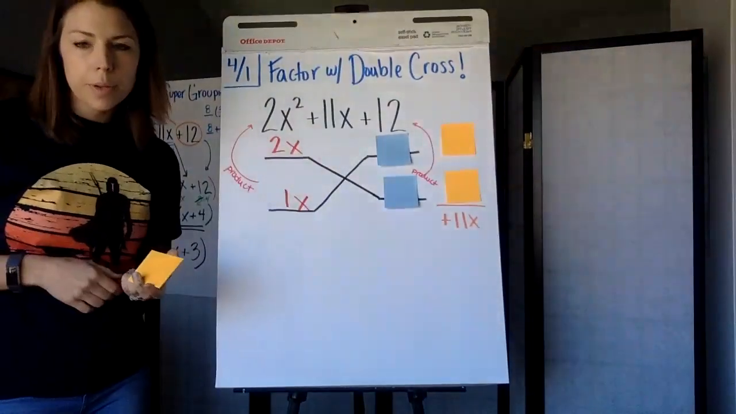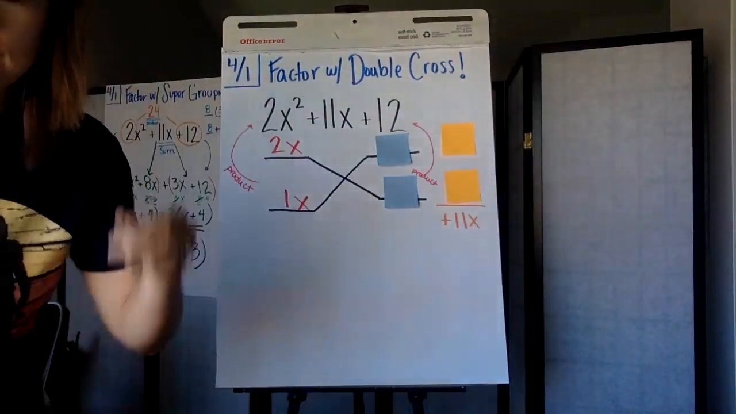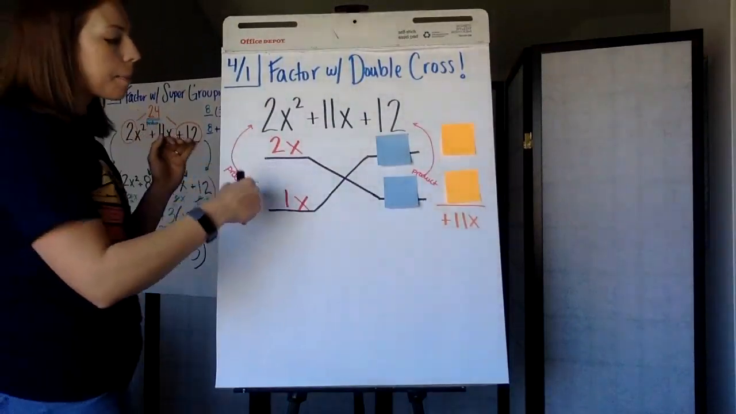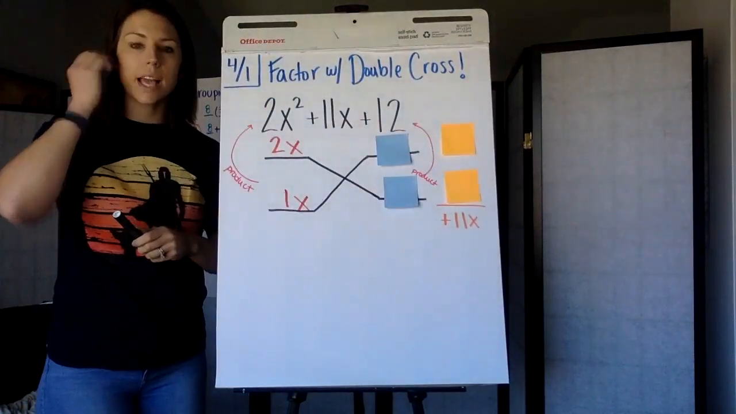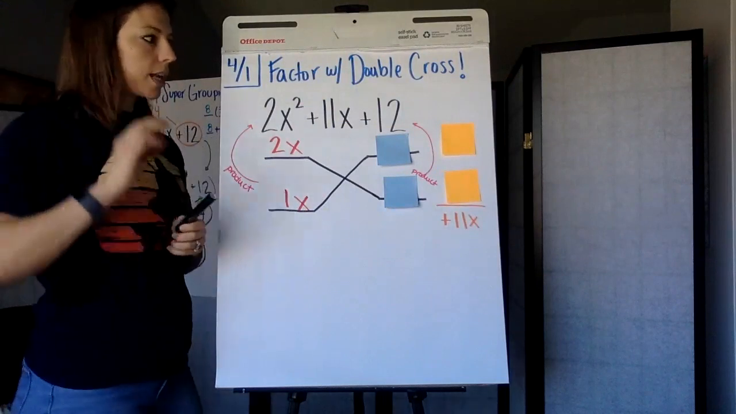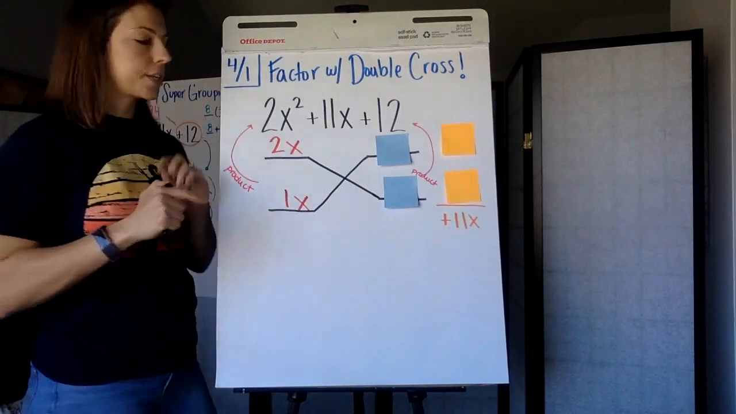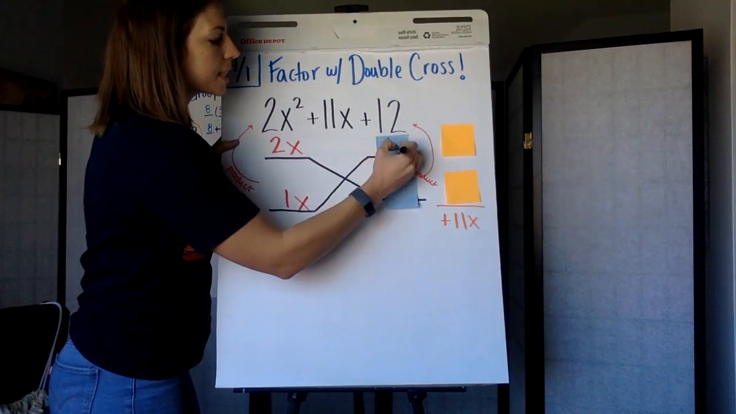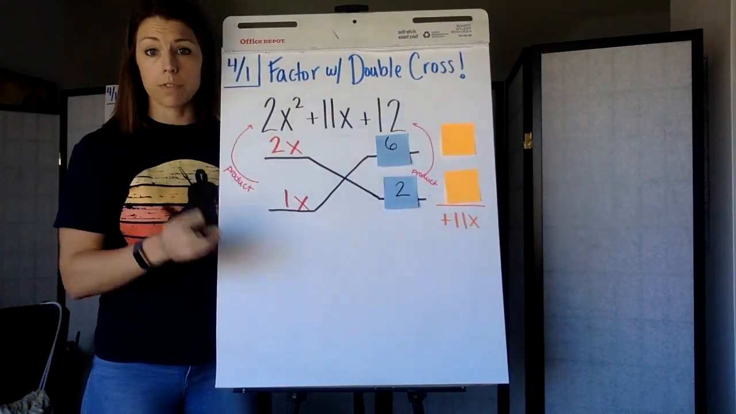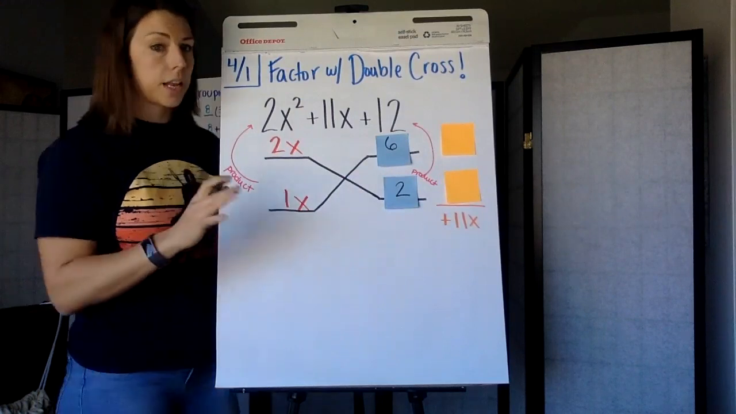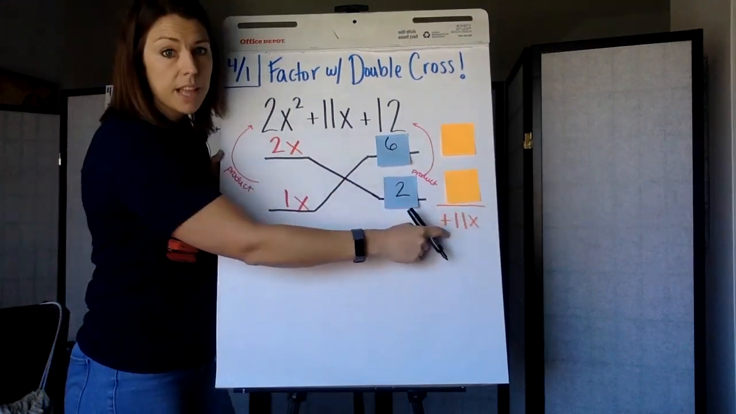So we're going to do a little bit of trial and error and see if we can come up with the numbers that when I multiply, get a sum of 11x. So let's see what times what is 12. What if we tried 6 and 2? So if I put 6 here and 2 here, 6 times 2 does equal 12. So already I'm looking pretty good. But I need to have a sum of 11x.